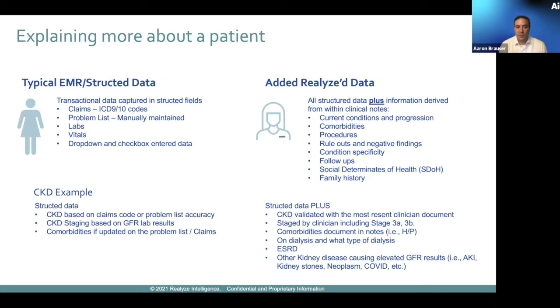So what we do is we start with that, and then we can now go in much deeper. We can look at what the actual clinician documented as the stage, the current stage, the most recent stage. We can look at what other things are in the notes. There might have been a conversation about dialysis, or about various treatments. And then of course, all the other conditions and things that could be impacting. So that's what allows us to do that.